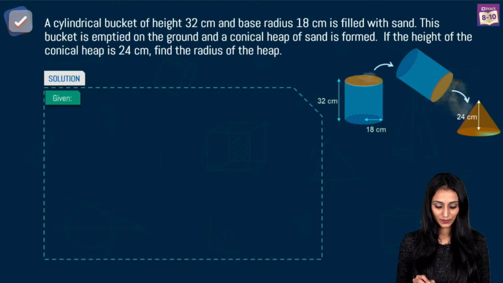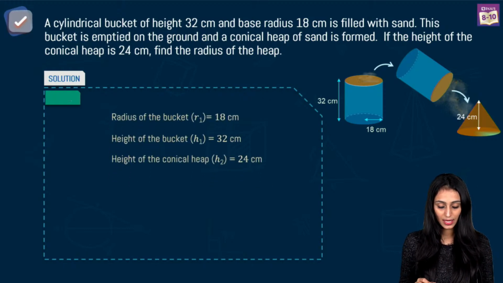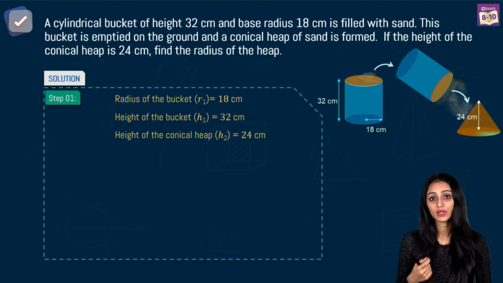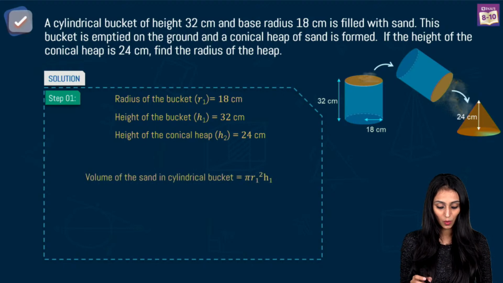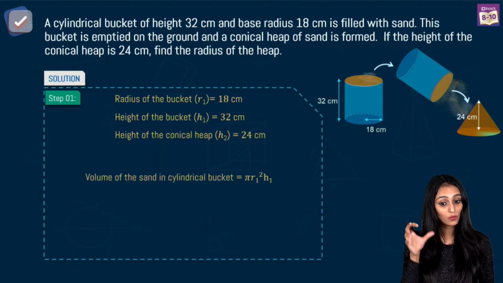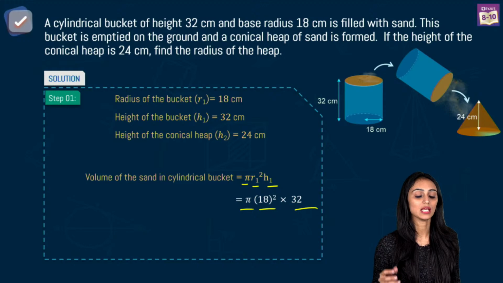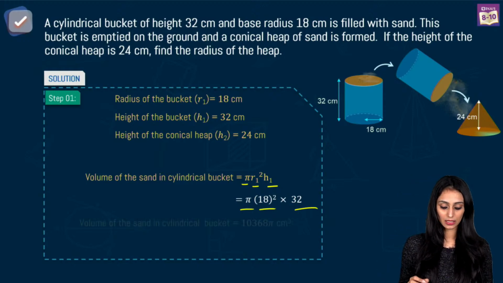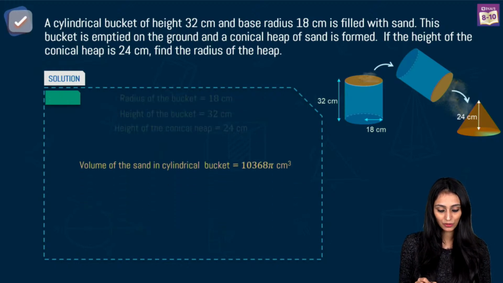So the radius of the bucket we will denote by r1, 18 centimeter, height h1 is 32, h2 is 24 centimeter. We are using different notations for each one of them, right? Make it a point because you cannot use the same notation. That would be wrong. So the total volume of sand in this bucket is pi r1 square h1. That's pi 18 square times 32. See, I'm keeping pi as it is. It will make the calculation simpler. That's 10,368 pi centimeter cube. That's the volume of sand in the cylindrical bucket.